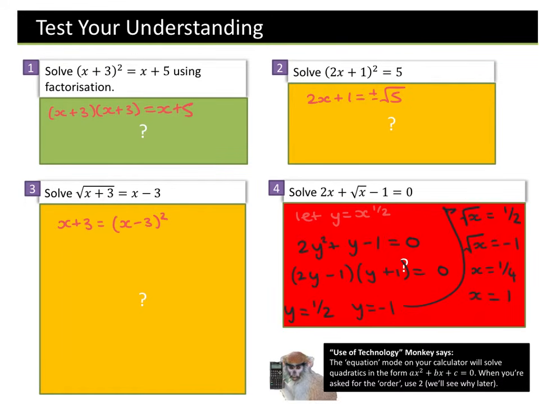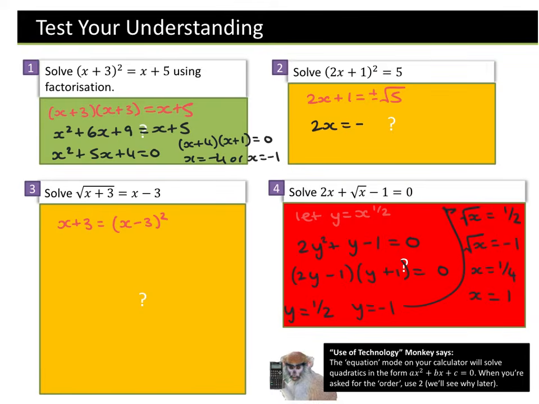Okay, so for the first one, I'm going to have x squared plus 6x plus 9 equals x plus 5. If I minus x and minus 5 from both sides, I'm going to get x squared plus 5x plus 4 equals 0. Factorise, I'm going to get x plus 4, x plus 1 equals 0. So x equals negative 4 or x equals negative 1. For question 2, I'm going to minus 1 from both sides to get minus 1 plus or minus root 5. Then I'm going to divide both sides by 2 to get minus 1 plus or minus root 5 all over 2.